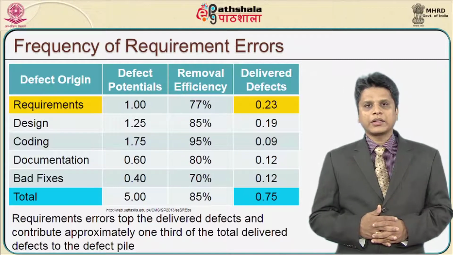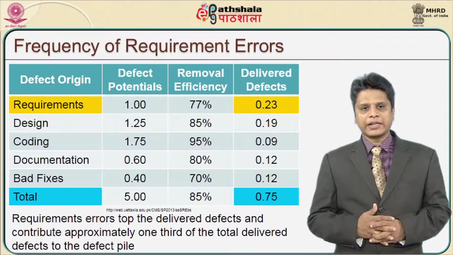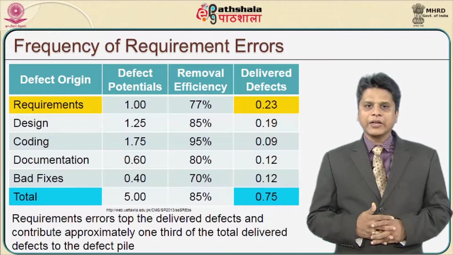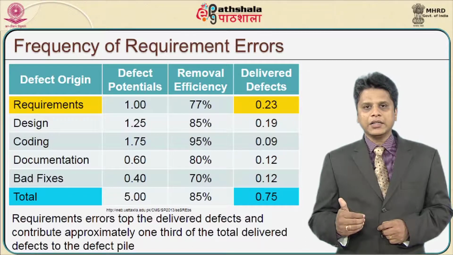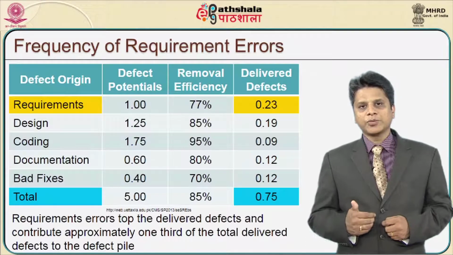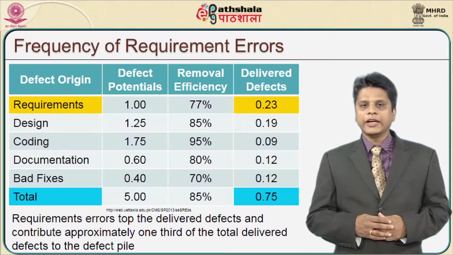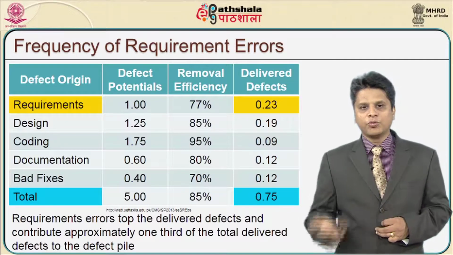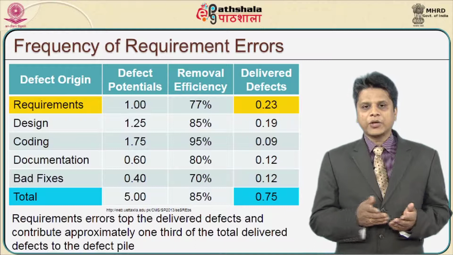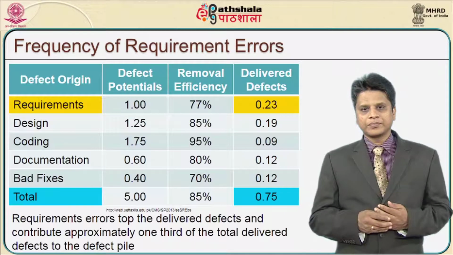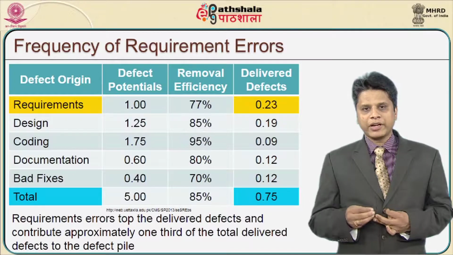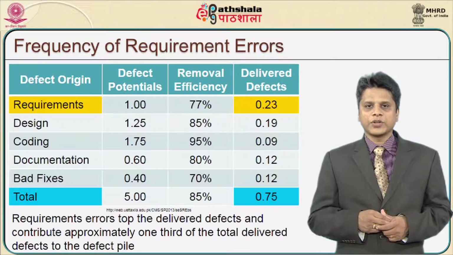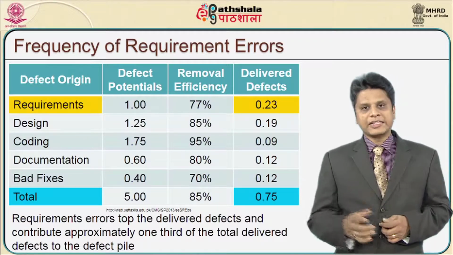So we will look at the frequency of requirement errors that happen. We look at the defect origin, starting with the requirements phase, moving on to design, coding, documentation, and in terms of bad fixes, bad testing, and in total. The defect removal efficiency, the identification and removal efficiency, if noted at the requirement stage, will be only 77%. So the delivered defect will be 0.23, whereas when you compare it with the other phases of the entire life cycle of software development, it will be more than 77%.